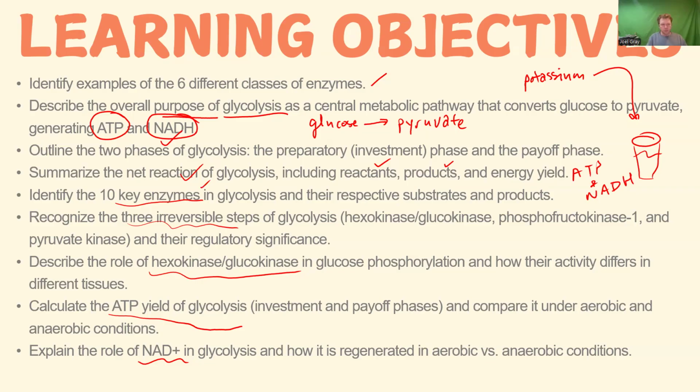Recognize the 3 irreversible steps. That's HK, PFK1, and PK, or pyruvate kinase. Yep, those are all here. Then describe the hexokinase, glucokinase, and glucose phosphorylation and how their activity differs. Well, it has to do with the tissues and their sensitivity. Calculate the ATP yield of glycolysis investment, in aerobic and anaerobic conditions. And explain the role of NAD plus in glycolysis, and how it's regenerated in aerobic and anaerobic conditions.